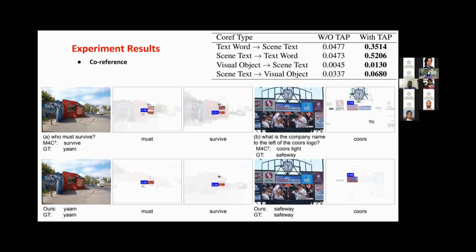Furthermore, this figure visualizes the attention score between a text word and all visual regions. Qualitatively, we observe a higher attention score with text-aware pre-training, shown in the bottom row, compared with a non-text-aware pre-training baseline. For example, in figure A, text-aware pre-training grounds the text words "must" and "survive" to the corresponding text region with a much higher attention score.